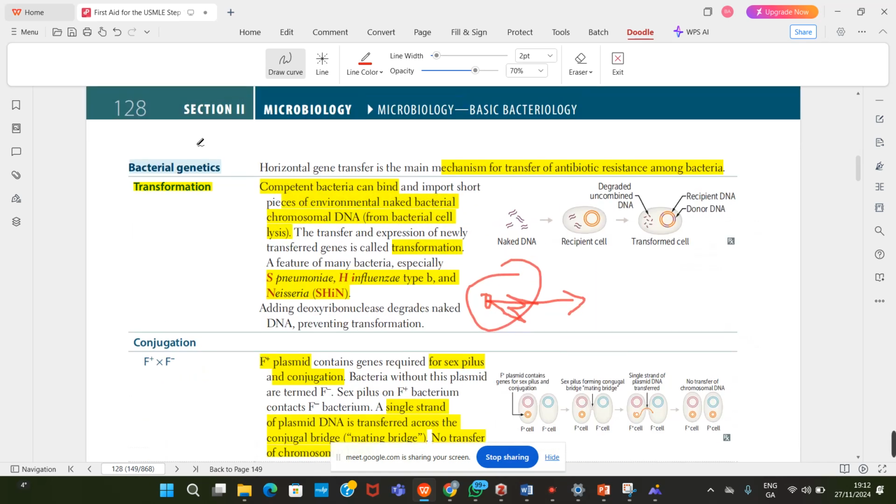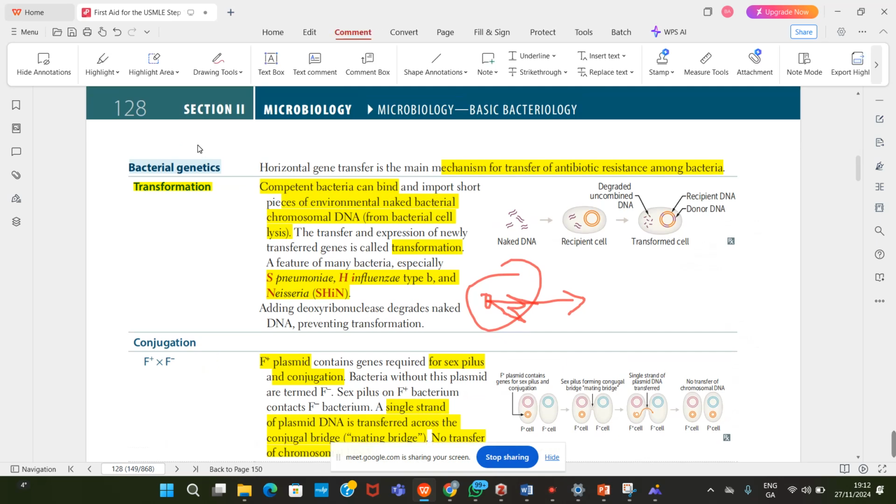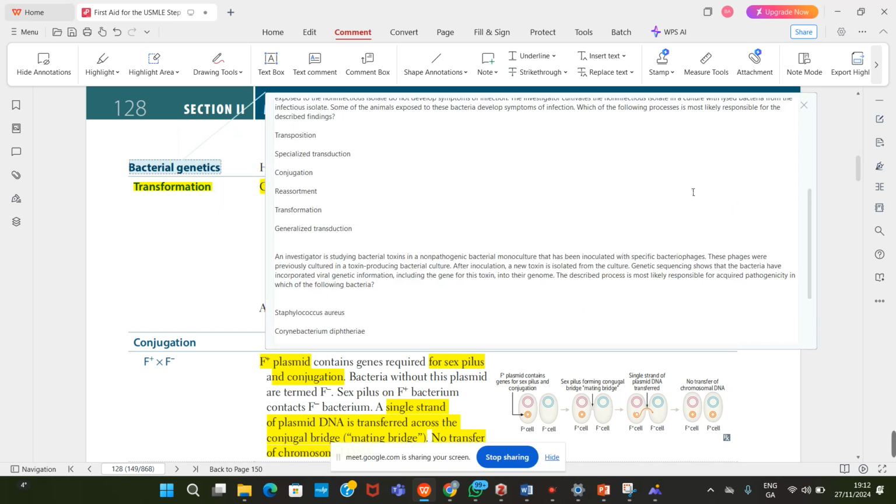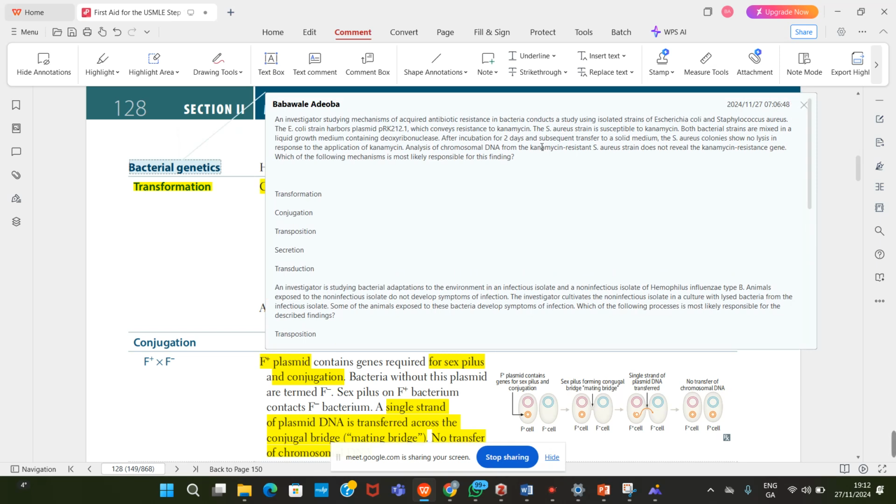For transformation, it is just one bacteria picking up. It doesn't involve two. I see, picking up naked DNA in the environment. Okay, thank you. And it is only Streptococcus pneumoniae that does transformation. Yes.